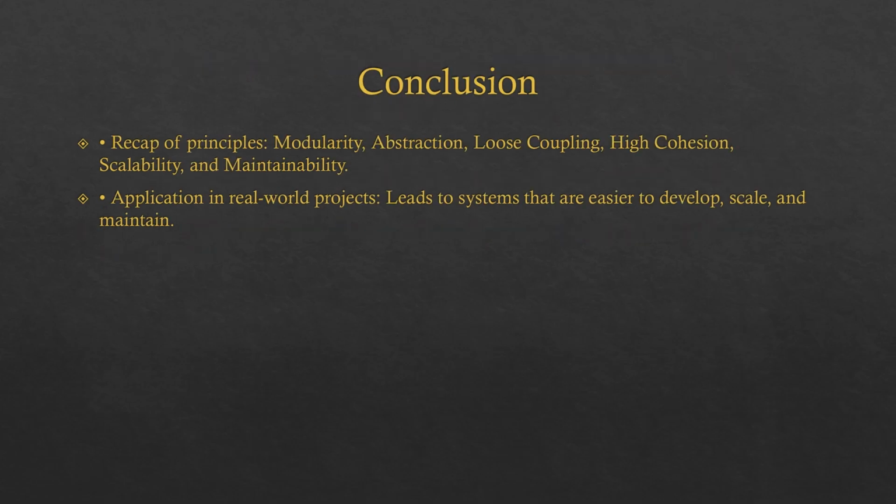In summary, the principles of good HLD, modularity, abstraction, loose coupling, high cohesion, scalability, performance, and maintainability, lay a foundation for effective system design. Applying these principles leads to robust and flexible systems.